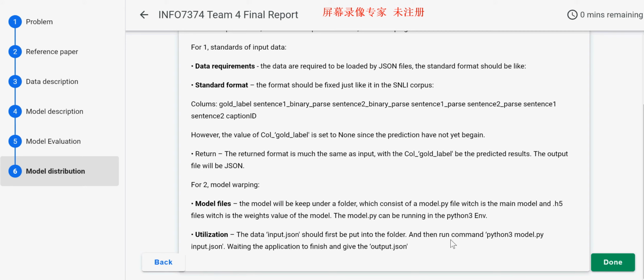Using our model, we can embed it into the chatbot to make some natural language inference. So this is the realistic target of our assignment. So that's it.